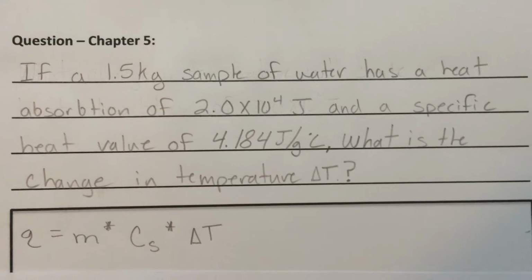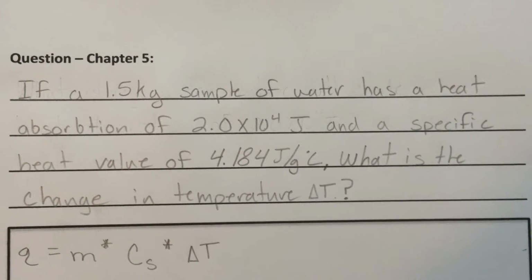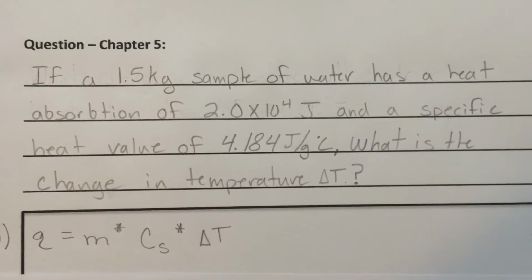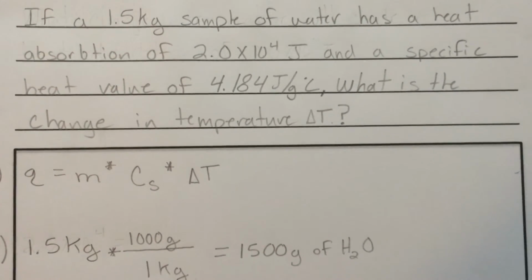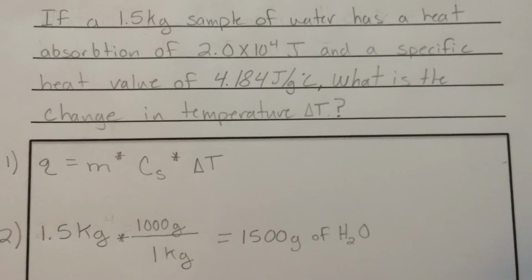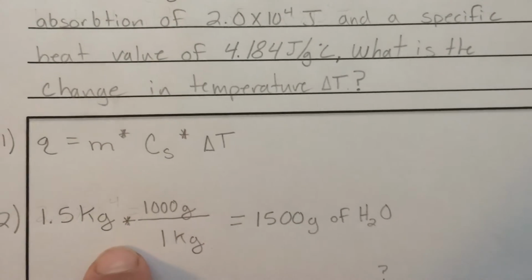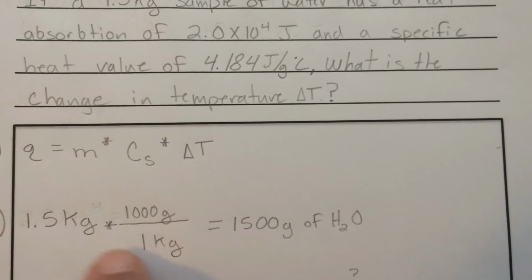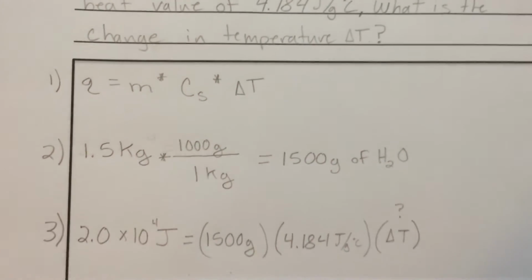We know that since our specific heat value is in joules per gram, and we have a 1.5 kilogram sample, we need to convert that 1.5 kilograms into grams. You can see here in our unit conversion, we have 1.5 kilograms that we're multiplying by 1,000 grams over 1 kilogram to cancel out those kilograms. That gives us 1,500 grams of H2O.